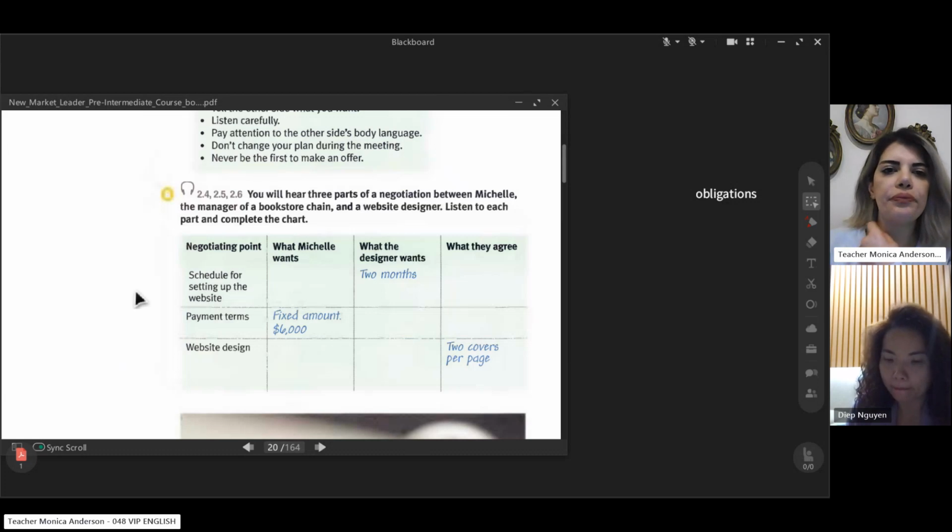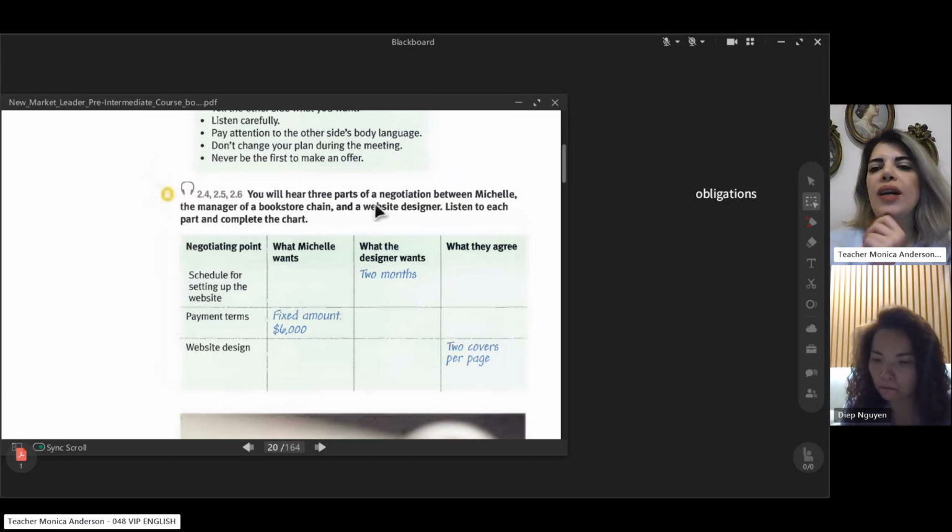Okay, well, the first one, what Michelle wants: payment terms and website design. Okay, now what the designer wants and what they agree.